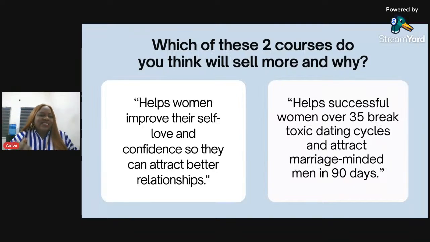Break toxic dating cycles and attract. Now, instead of while identifying where they are, she now presents a desire to them. Attract, not chase. Attract marriage-minded men. She didn't just say attract men. Attract men your age, 40-year-old men around your age. Attract older men. She didn't say that. She said marriage-minded. That means the men who will come, who she will attract, have marriage top on the agenda, and both of them will meet.